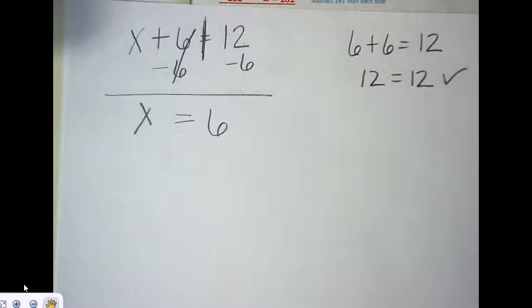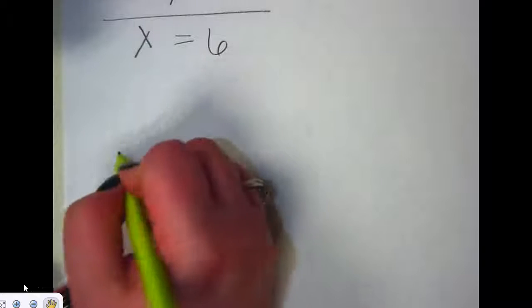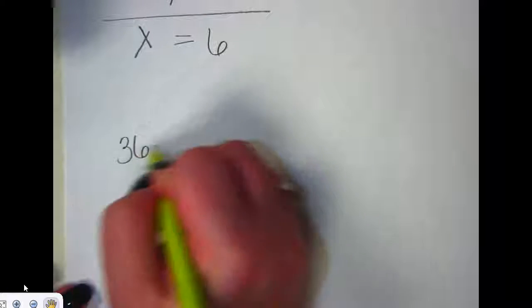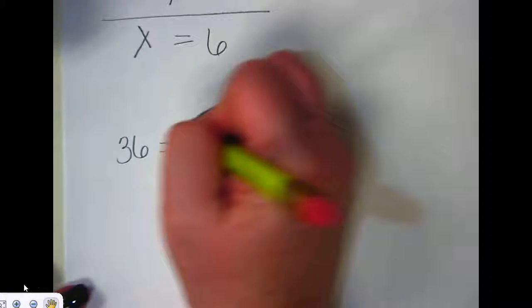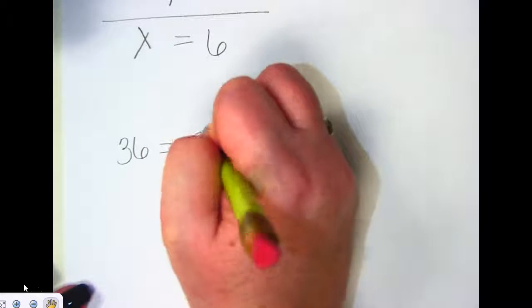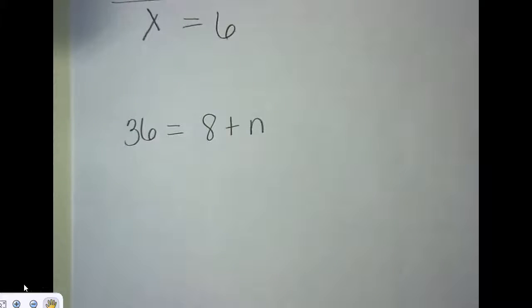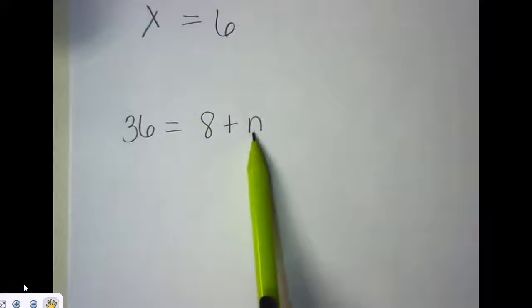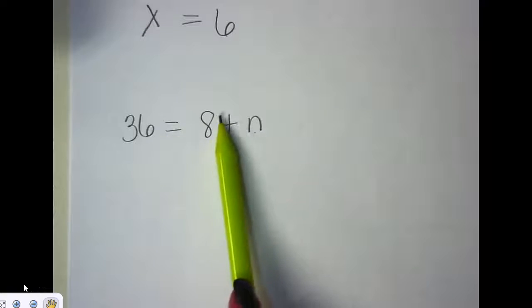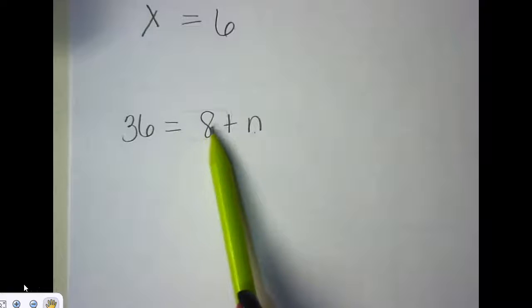What happens if my variable is on the other side? What if I had 36 equals 8 plus a number? Is it any different? Am I going to solve that any differently? So what do I need to have by itself, or what do I need to isolate? Well, I need to know what the n is. So I've got to get rid of this plus 8 over here, or a positive 8.